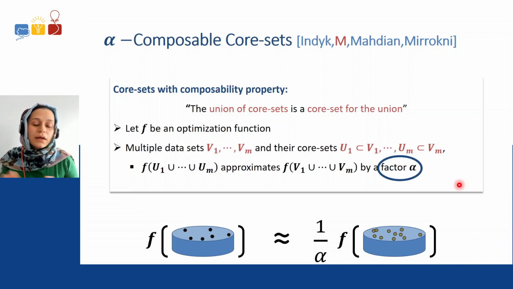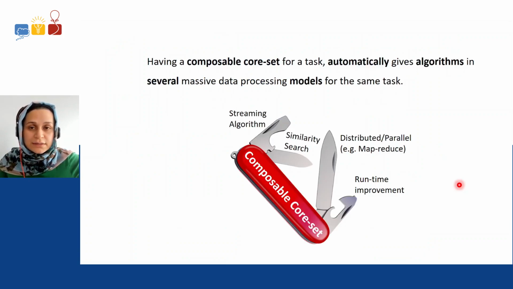Okay, so I'll tell you some examples later in the talk, but for now let me focus on this composability property and tell you why it is important. In fact, if we have a composable coreset for a task, then this automatically means that we can solve the same task in other massive data models of computation.